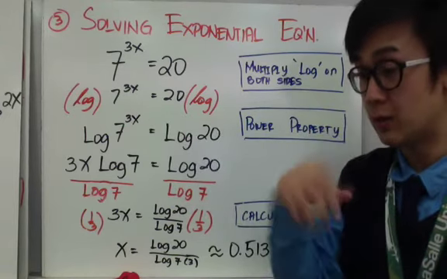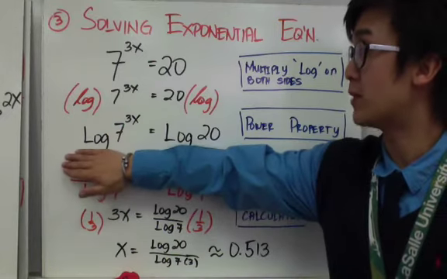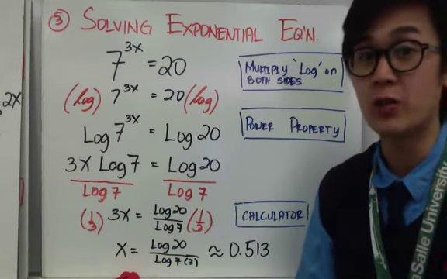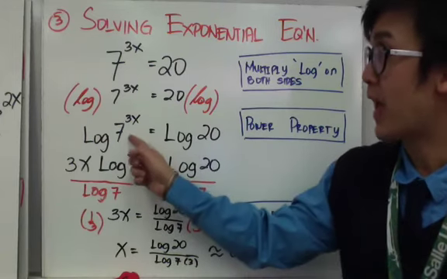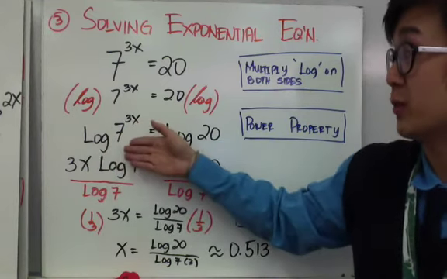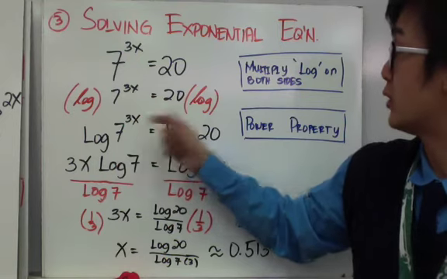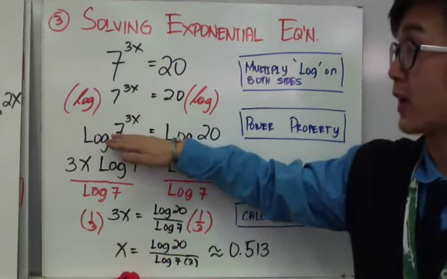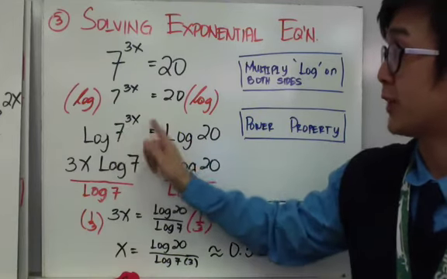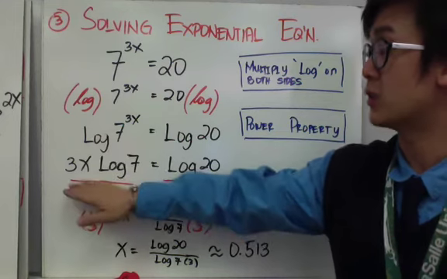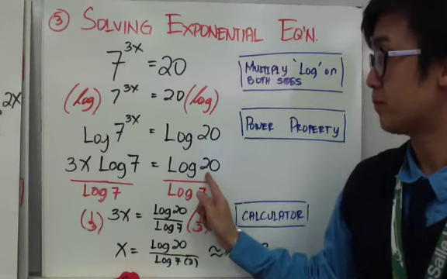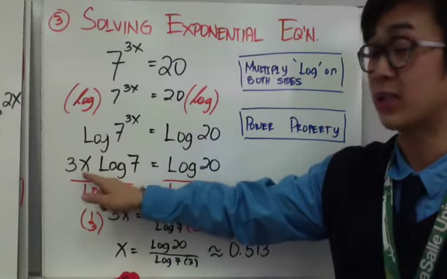Now, as I've mentioned in the previous example, if we have logarithms of the same base, we can cancel the logarithm and proceed to our solution. However, x this time is not just a term, it's an exponent. So this time you are going to use the power property to solve for x. You cannot just cancel the logarithm. Using the power property, this term will be changed into 3x times the logarithm of 7 equal to the logarithm of 20.